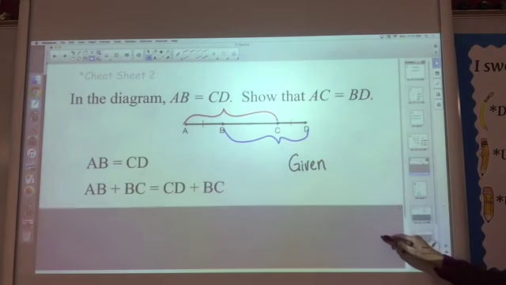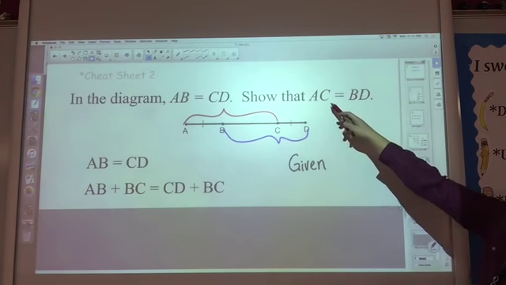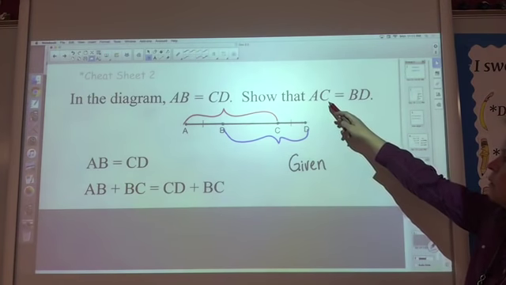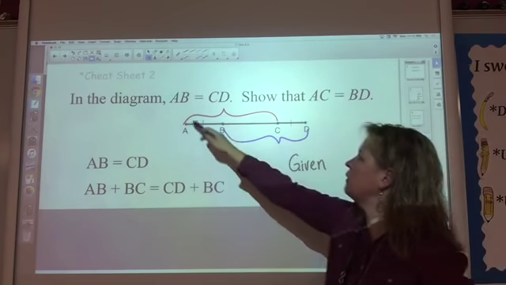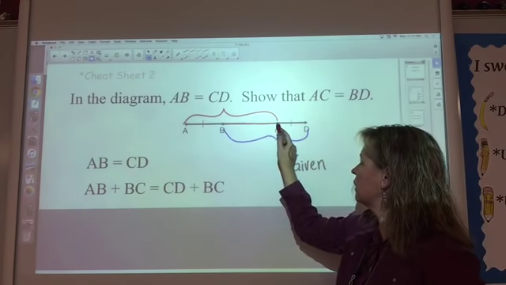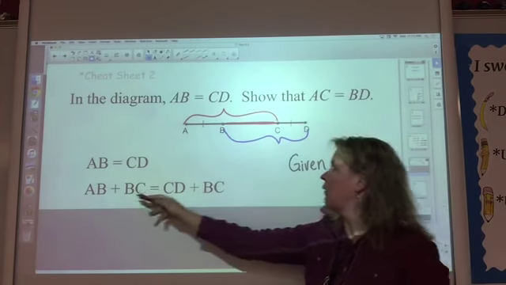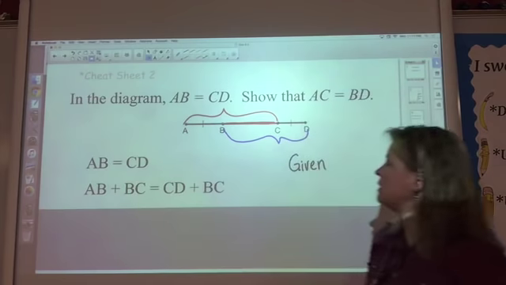Next up, if I have the measure of segment AB, I know that I want AC for my final answer. How in the world am I going to get AC for my final answer? Well, it looks like I have to add this piece to it. I'm going to add BC. If I have AB, I'm going to add BC.